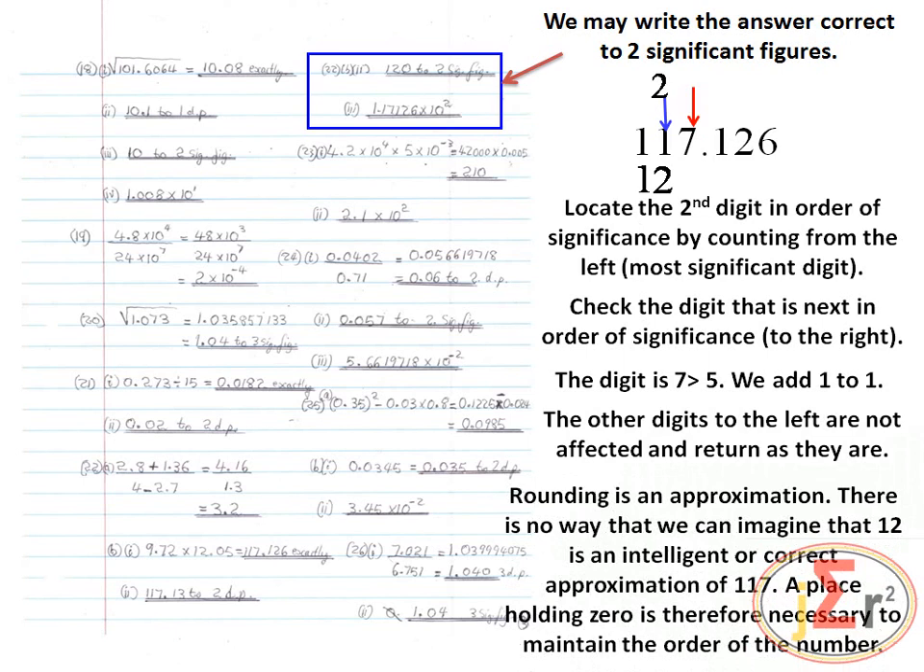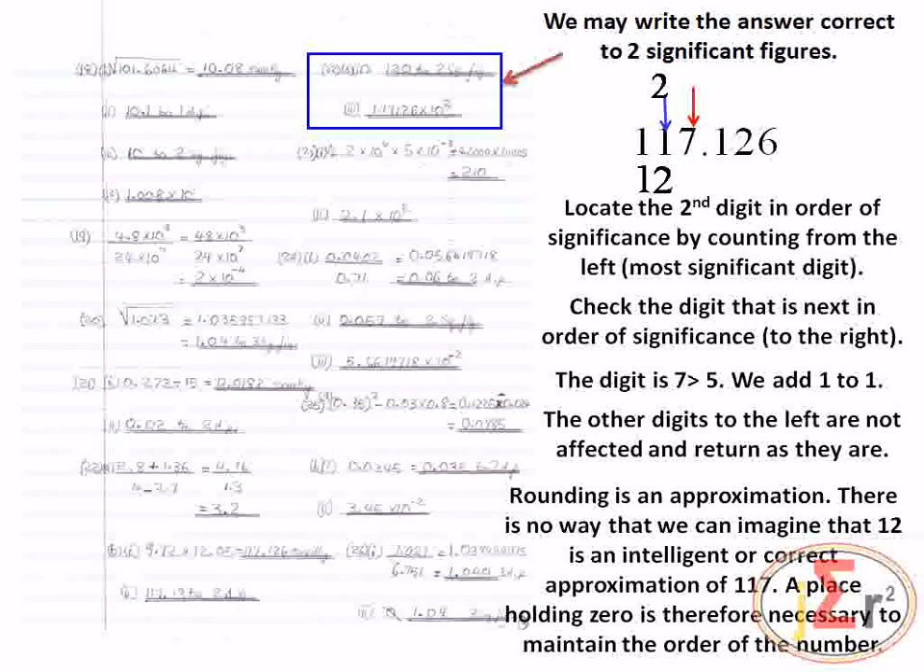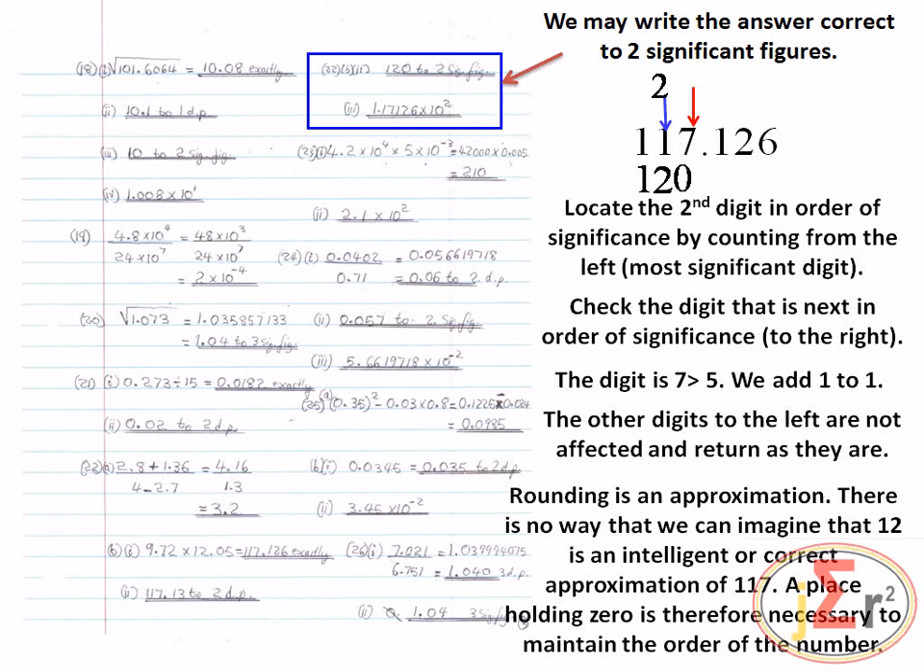Rounding is a matter of making an approximation. There is no way that we can imagine that 12 is an intelligent or correct approximation of 117. 12 cannot approximate to 117. A placeholding 0 is therefore necessary to maintain the order of the number, and we imagine that 120 is a fair approximation of 117.